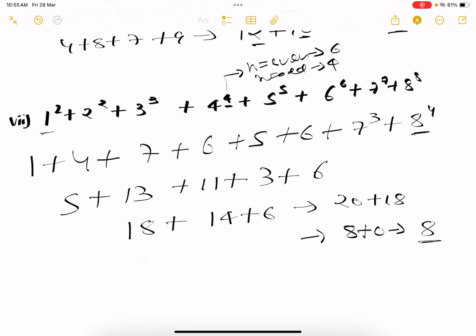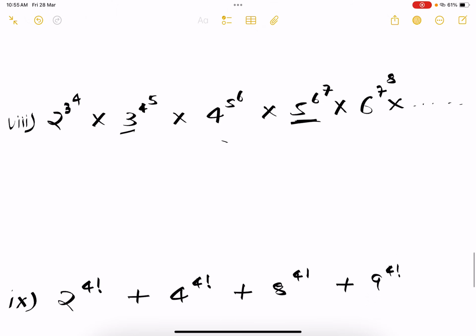If 8 to the power 4 is there, then unit would be 6, and if 7 to the power 3 is there, unit would be 3. Okay, now let's move on to another question.